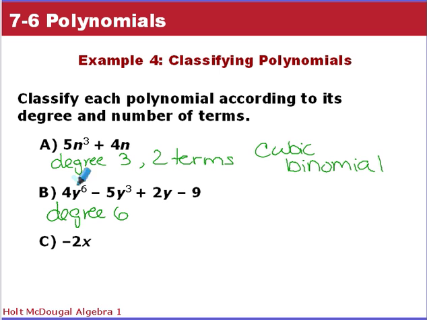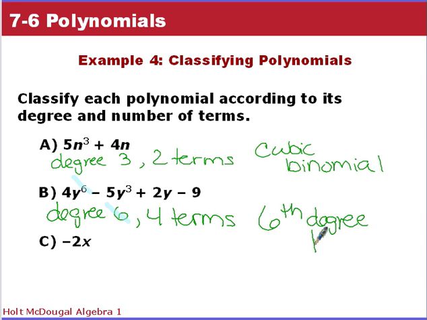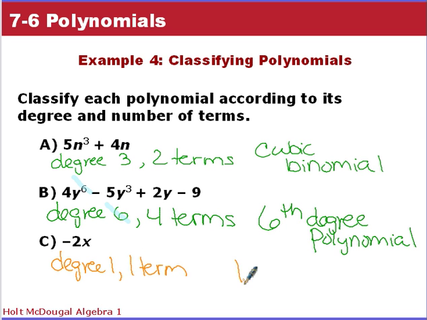For the next one, our largest degree here is going to be degree 6, which happens to be this term here. And we have 4 terms. So this one is going to be a 6th degree polynomial. And our last example, this one we have degree 1 and 1 term. So degree 1 and 1 term makes it a linear monomial.